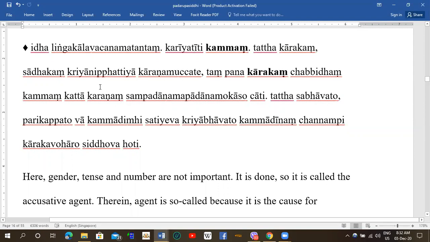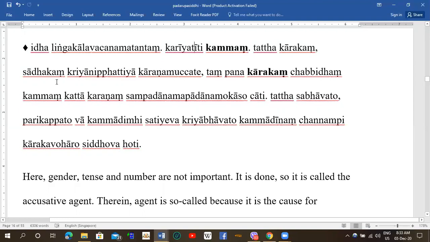Tata karakan, tatakan, kariya nepatiya, karana mochate, karana ochate. Karakan, satakan, kariya nepatiya, karana ochate, karana mochate. We should separate karakan ochate.